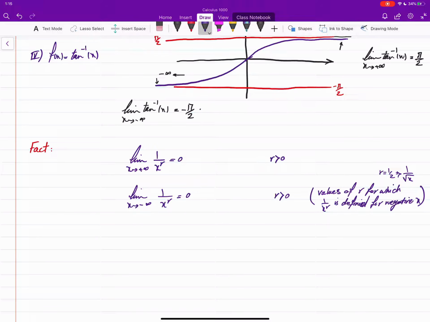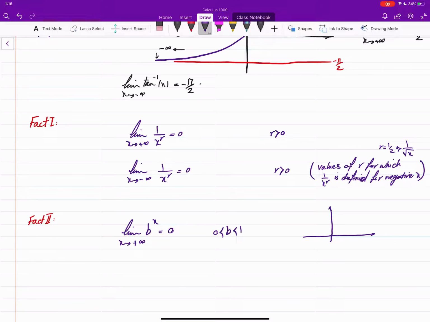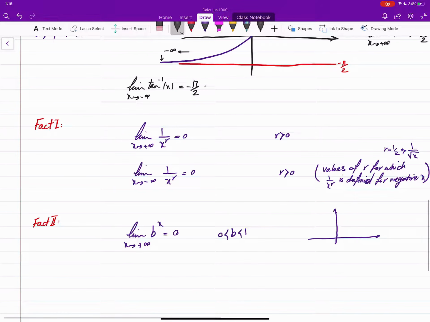Okay, and the other fact, which we already discussed when we were learning the exponential functions, is the limit of b to the power x as x goes to plus infinity. If b is between 0 and 1, this is equal to 0. And why is that? Remember the graph of these guys: for b less than 1 and bigger than 0, it will go to 0.